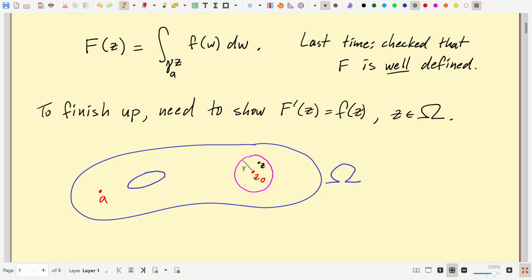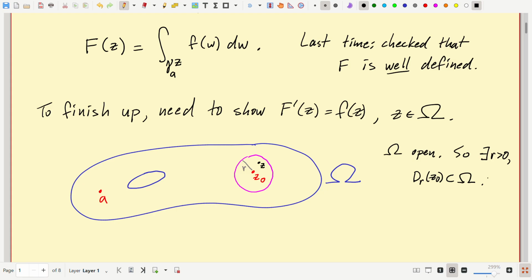So I want to calculate a difference quotient about that z naught point. And because it's an open set, I can stick a disk in like that. So omega is open, so there exists a disk of radius r about any point I pick, z naught, that's contained in omega. And that r would be positive.